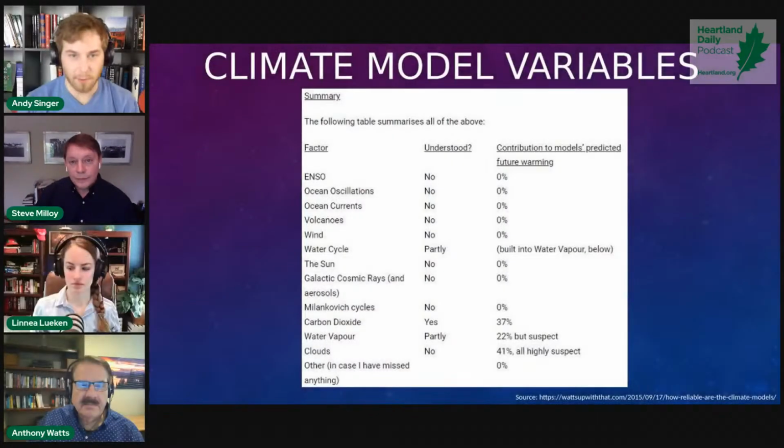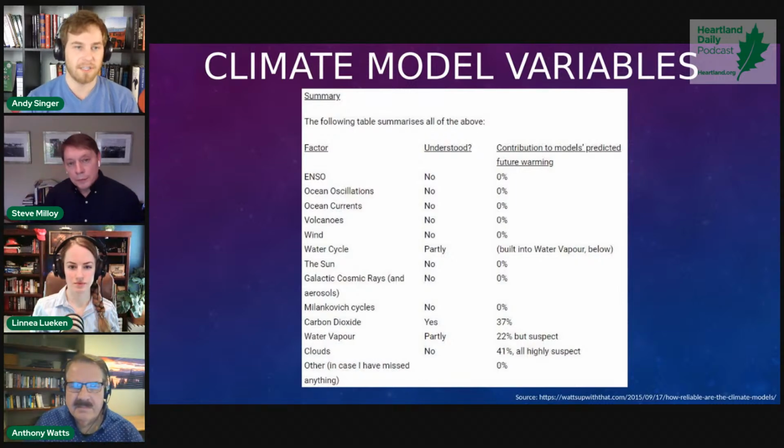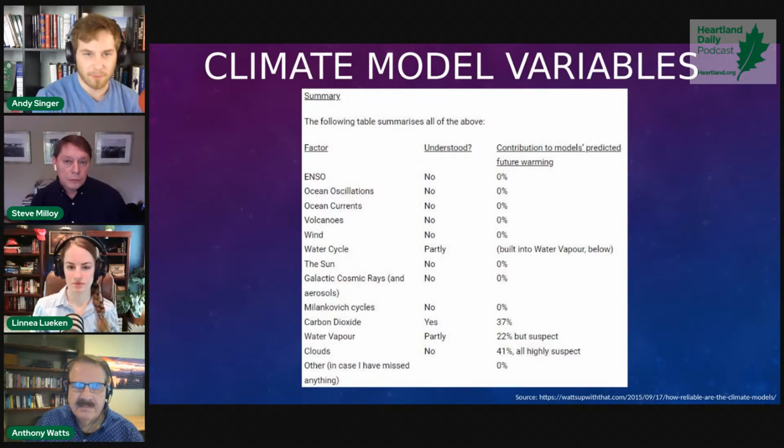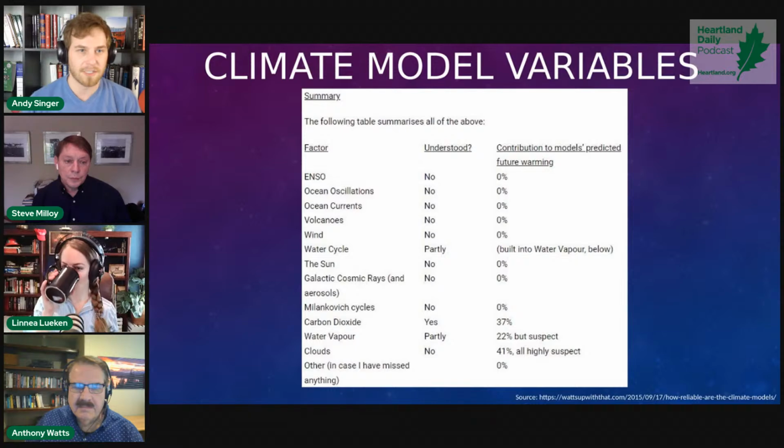Absolutely. And I want to show another graphic that I pulled. Now, this isn't the new climate model you were referencing, Anthony, but what this shows is how much certain factors actually contribute to what the climate model reports. You can see that carbon dioxide in this model, which was from 2015, contributed 37% to the results. Clouds were 41%, but as you guys said, those are very hard to measure. And finally, water vapor was 22%.